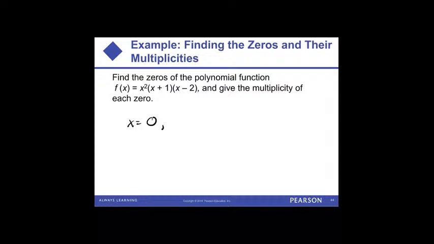And then the multiplicity of 0 is going to be 2 because the exponent is 2. The multiplicity of negative 1 is going to be 1. The multiplicity of 2 is also going to be 1. So what that means is that if we were to look at this graph, when x is 0, it's going to bounce off the x-axis. For x equals negative 1 and 2, it's going to cross the x-axis at both of those x-intercepts. Okay?